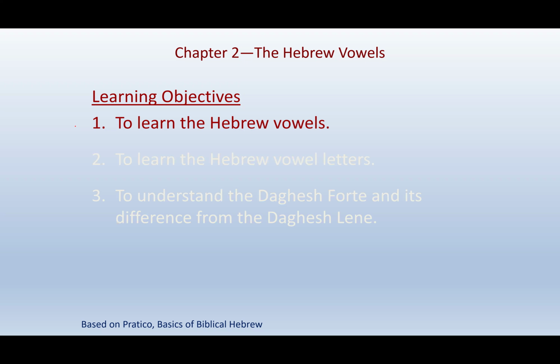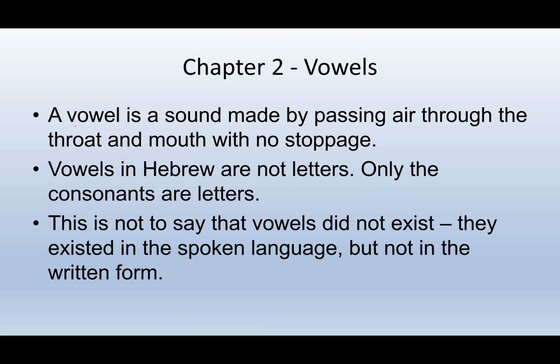So first, we want to learn the vowels. A vowel is just like English. A vowel is made by passing air through the throat or mouth without stopping it. A lot of letters will actually stop the sound. So that's what a vowel does, it does not usually stop a sound. It's just, you know, ooh, ah, e, that type of thing.